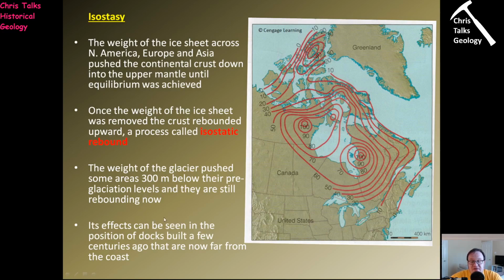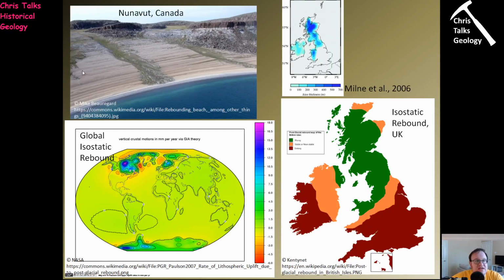So, and essentially its effects can still be seen now. So when we jump to the next page, what you're going to see is a beach, and it's going to show you the indications of the steady rise of the beach. So here's a beach in Nunavut in Canada, and you can see these lines give you an indication of the beach slowly but surely rising relative to the sea.